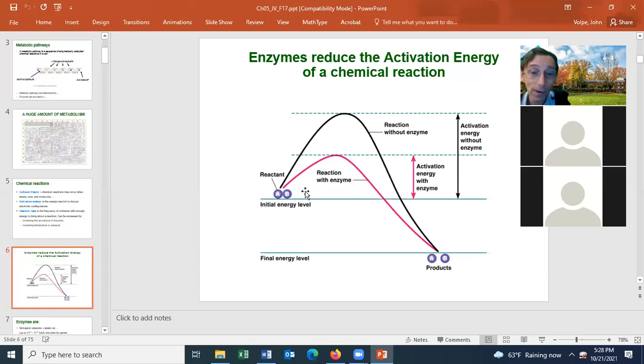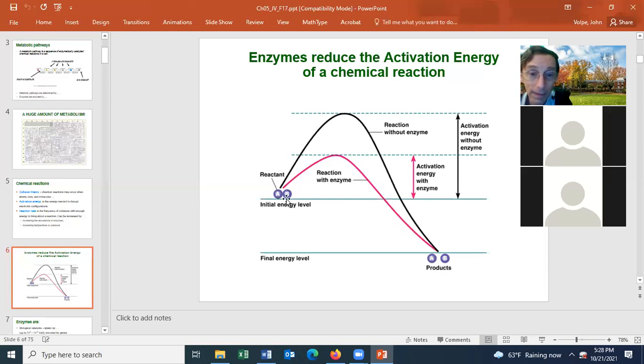Okay. The reason why this reaction happens in your cells all the time is because your cells have an enzyme. And the activation energy with an enzyme is much less than the activation energy without an enzyme. And this scale is not to scale, meaning the amount of energy you need in your cells for this to happen is only about 37 degrees, your body temperature.